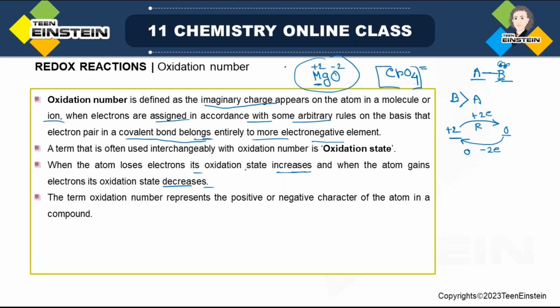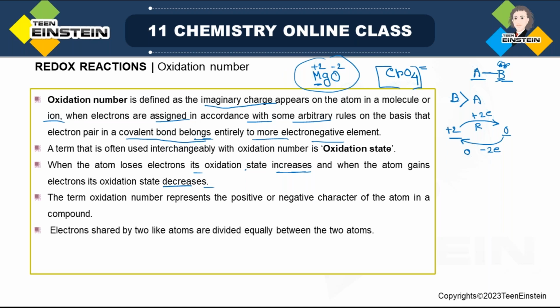In this compound there are only two elements, Mg and O. Suppose there are 3 or 4 elements, normally 3, 4 is rare. If we write all the oxidation numbers, you will get the idea which one is positive and which one is negative.